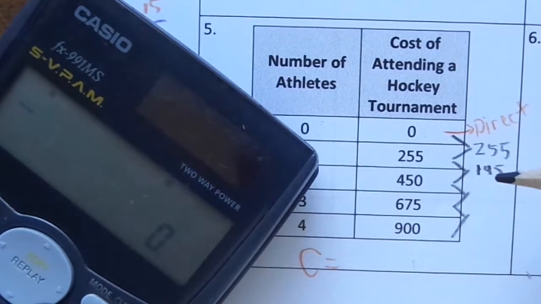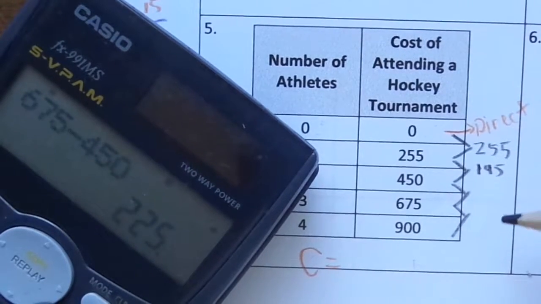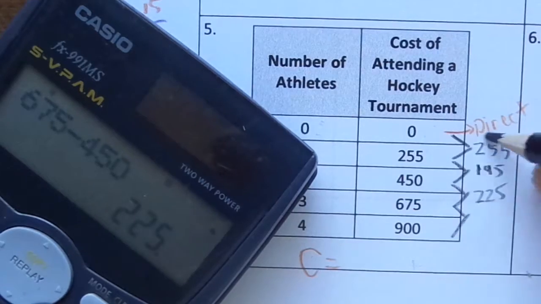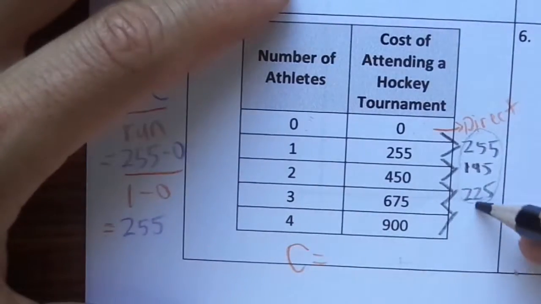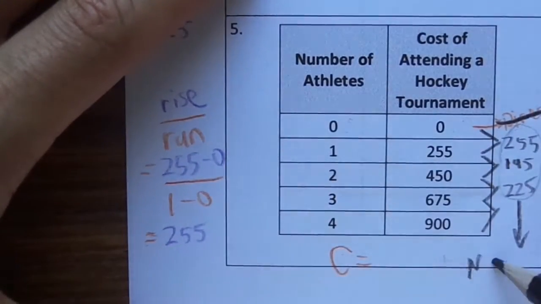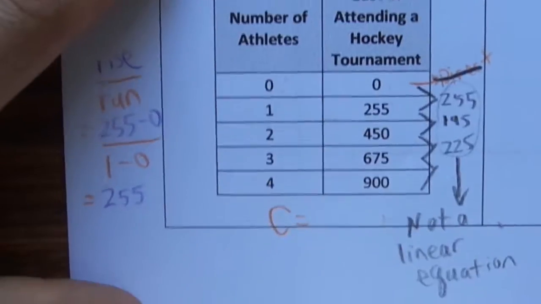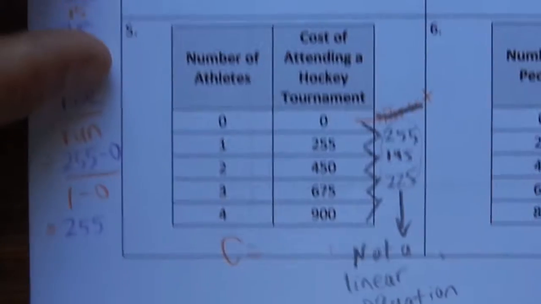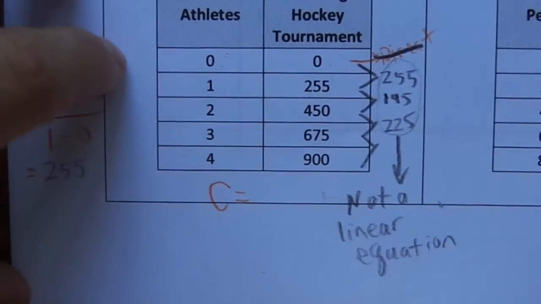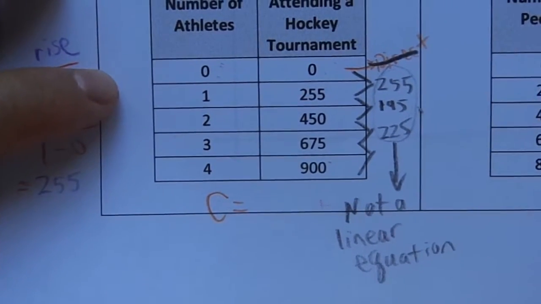What's 675 minus 450? In fact, I don't even need to test this next one. That equals 225. Now what does this tell me? That it is actually not even a linear equation, so it's not even direct. If we try to draw the graph, will it be a line? No, it will not. For the table of values, always check with the first differences first, and I made that mistake.